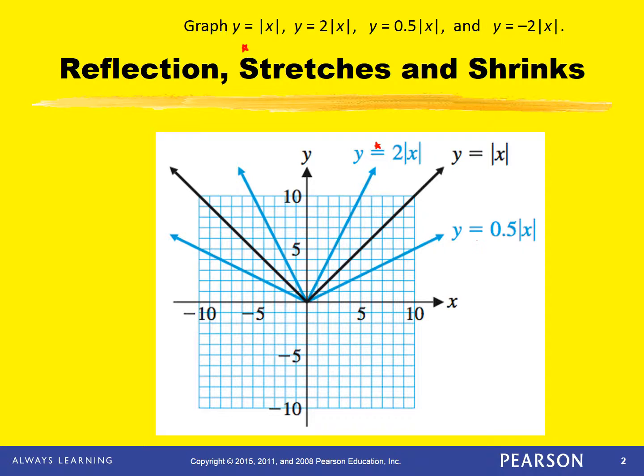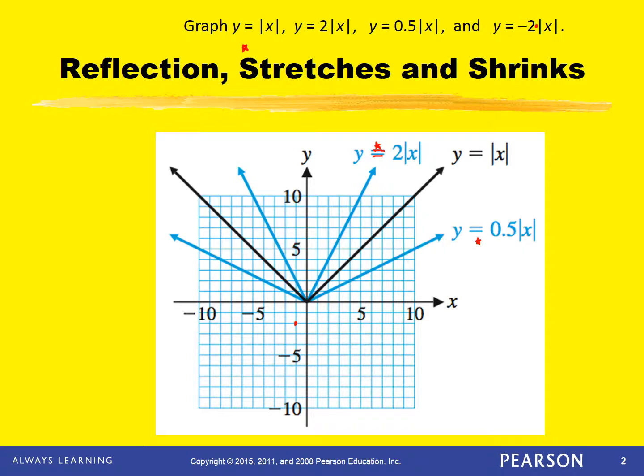Y equals 0.5 times absolute x. You're multiplying by a number less than 1. Well, if you multiply by a negative and a big number, like -2, that's what happens in this 4th problem, then you're going to have a narrow v, like y equals 2 times absolute x. But of course, everything's going to be reflected downward through the x-axis.